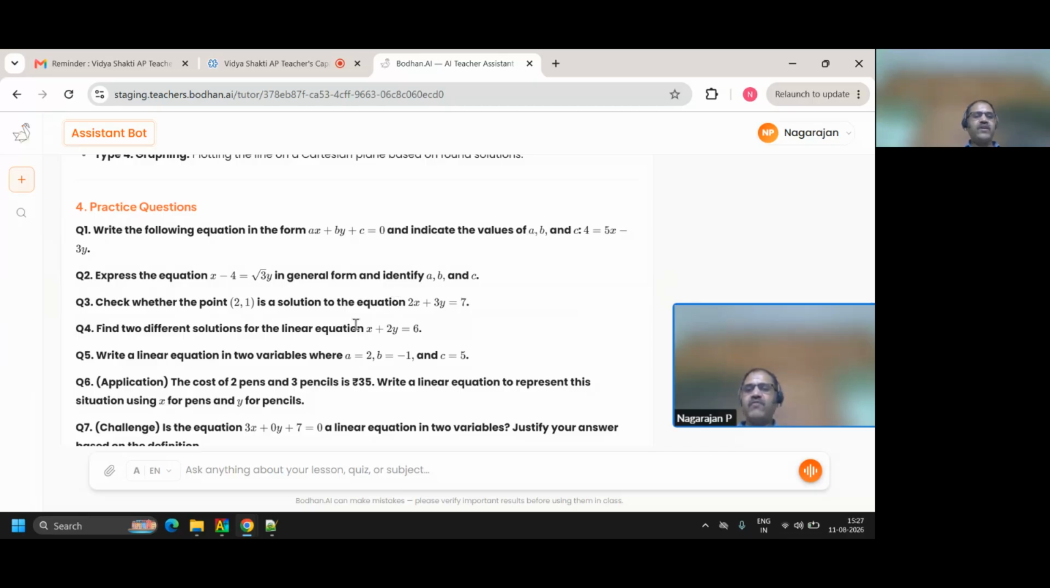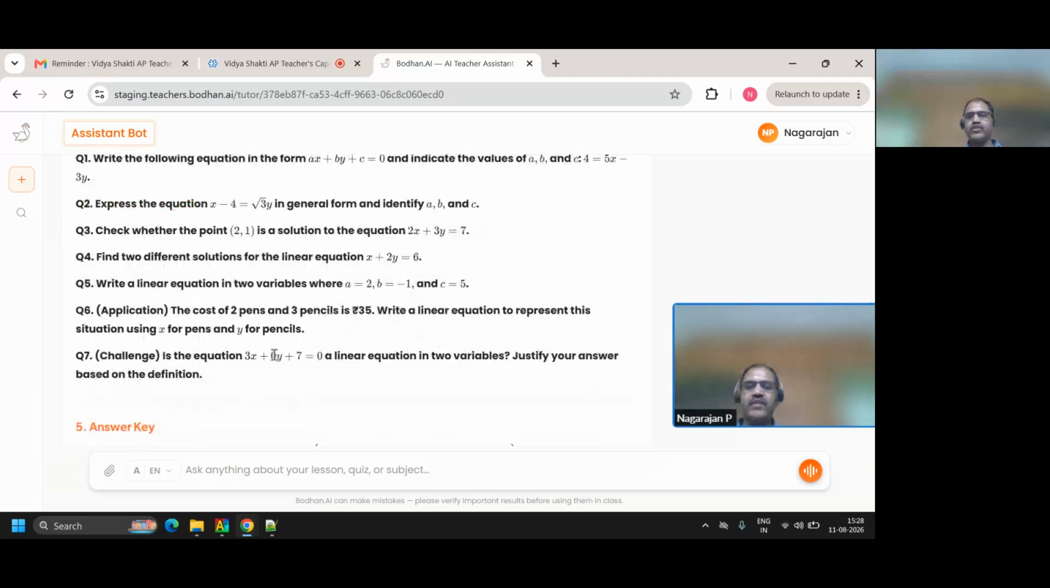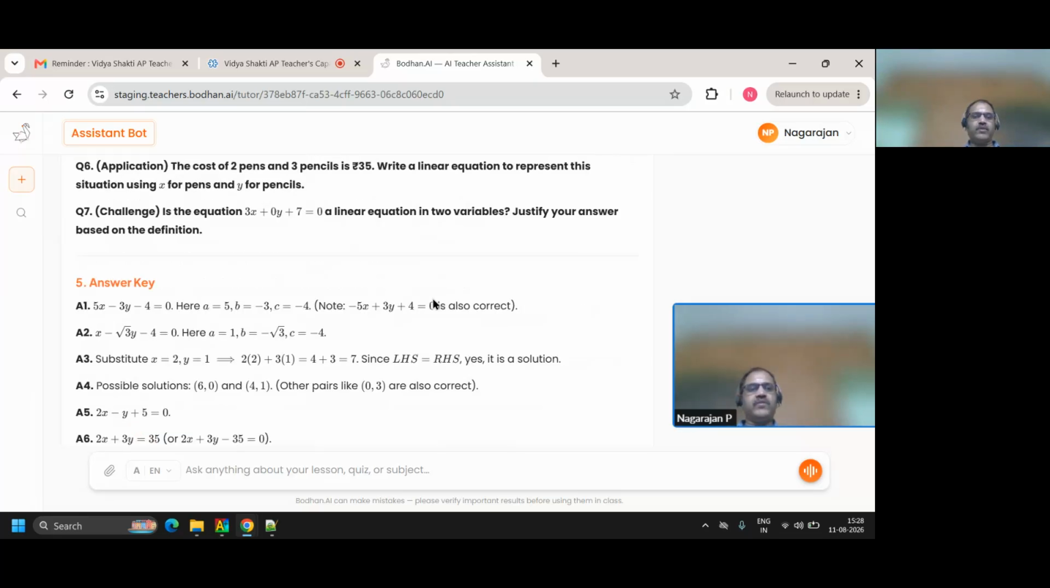In the same way, find two different solutions for the linear equation. Since they have given only one equation, I can fix one variable and then find the other variable. So it's not a problem, you can find two solutions for that. Now they have given the values, you now form the linear equation. Like this, they have given some questions to do. So this is a typical revision sheet. Right now I have done it for a unit test. You can do it for a class test. You can do it for a board exam also.